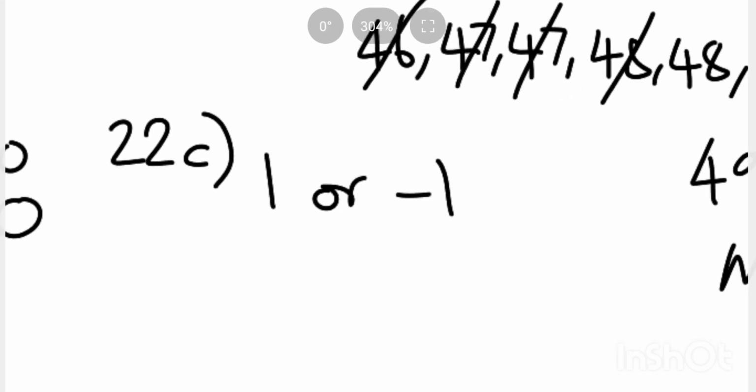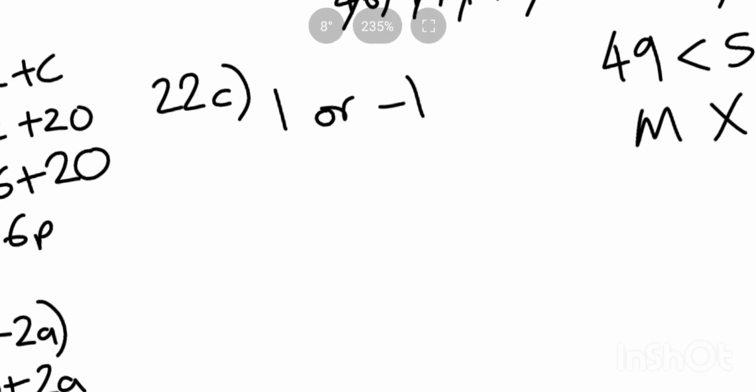Question 23. So this question, Lily's age is 2 years and 4 months. Hugo's age is 1 year 8 months. Write Lily's age in months as a fraction of Hugo's age in months. Give your fraction in its simplest form.